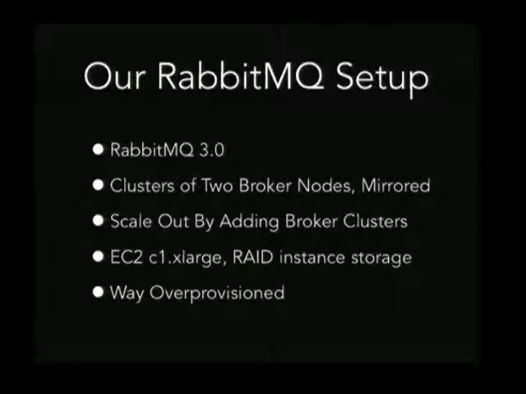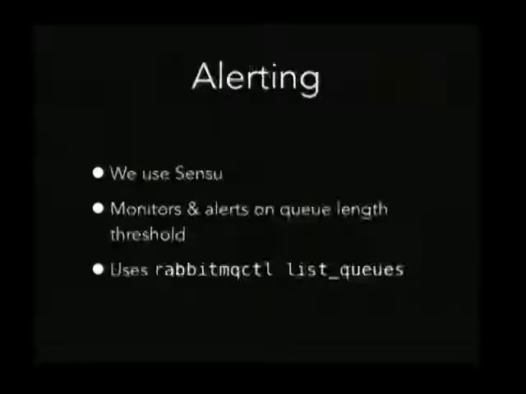And we are way over provisioned. The reason for that is that if we have issues or big spikes, we can handle big changes in our load pattern. We can burst up to a lot of extra capacity. Great. Alerting, we use this thing called Sensu, which is unfortunately written in Ruby.